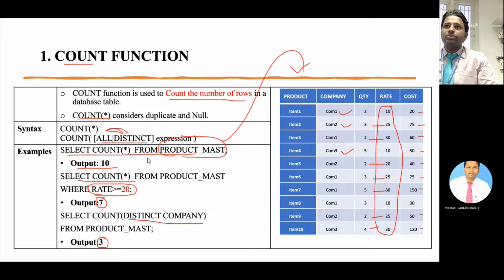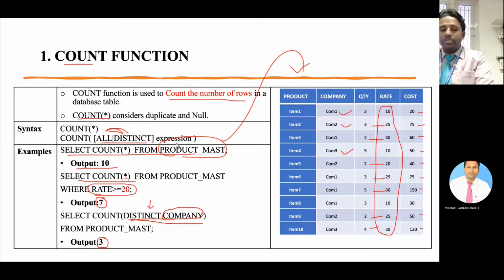So count can be used to count the number of rows provided with one column. Here the column name is company. Not only one column, we can consider all the columns. Star represents all the columns. Otherwise you can specify only one particular column value, and also we can count how many are there. In those values, if you want to find out the distinct values, you can provide distinct.